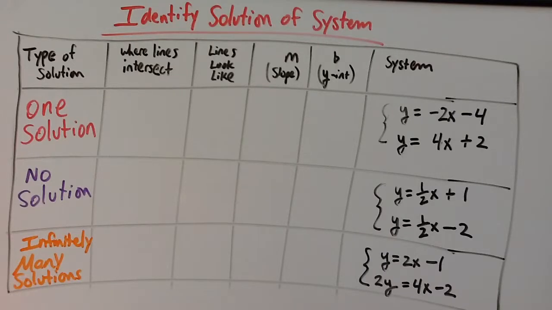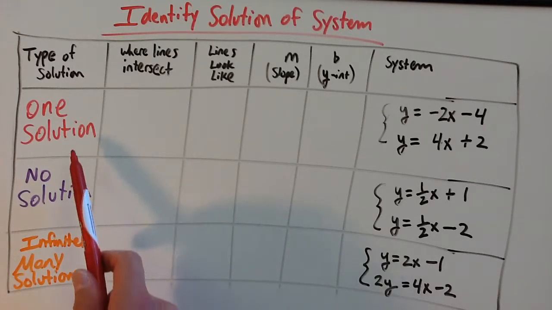In this lesson, we will work on identifying the solution to a system of equations by looking at its equation and by looking at its graph. So when you solve a system of equations, there are three possible solutions. You could have one solution to the system, you could have no solutions to the system, or you could have infinitely many solutions to the system.